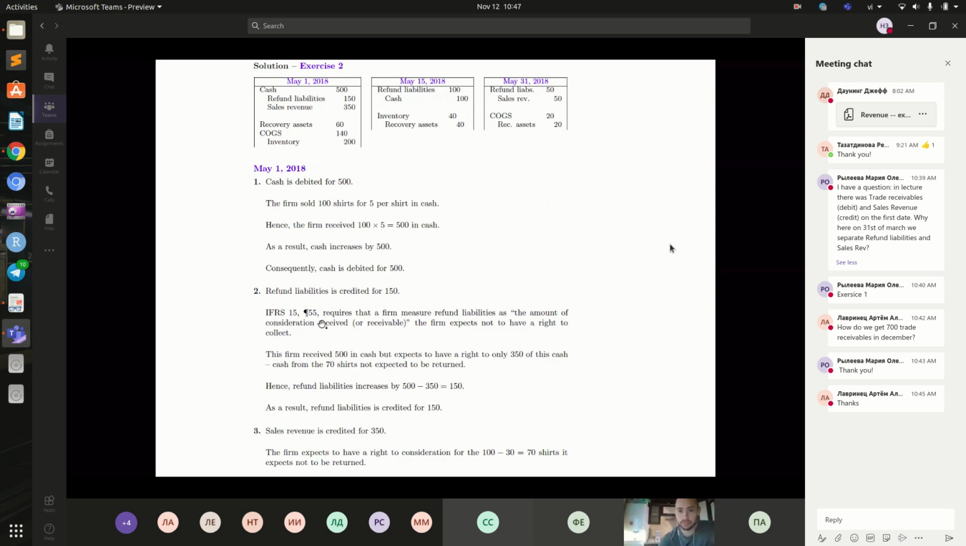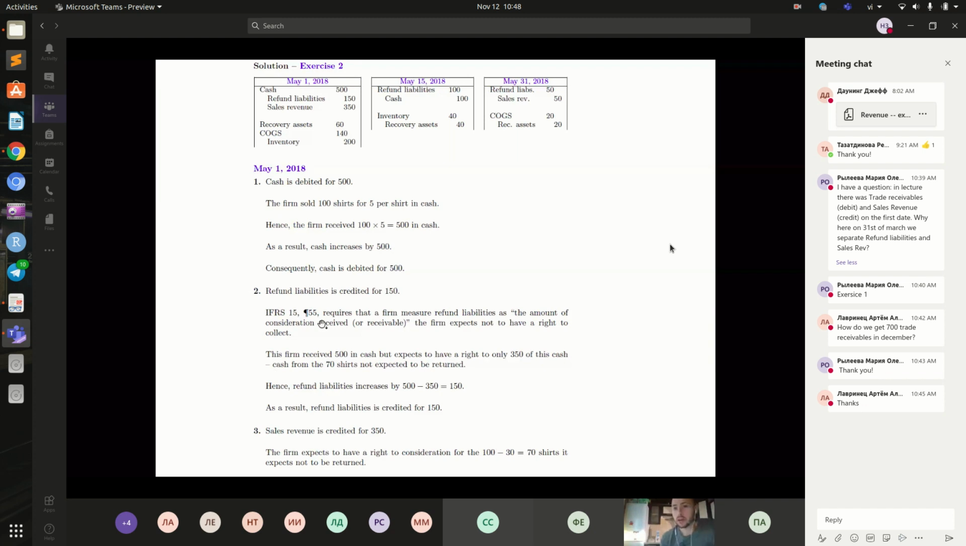hence 40. May 31st, the return period expires, and 10 shirts that we expected would be returned were not returned during this period. Hence, we recognize revenue and COGS for these 10 shirts. Therefore, May 31st, sales revenue increases by 10 shirts that we expected to be returned but were not returned, with the sales price of 5 per shirt. Hence, revenue 50. We no longer have a liability to provide a refund for these shirts. Therefore, refund liabilities declines by the same amount of 50.